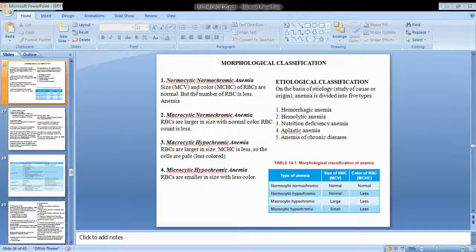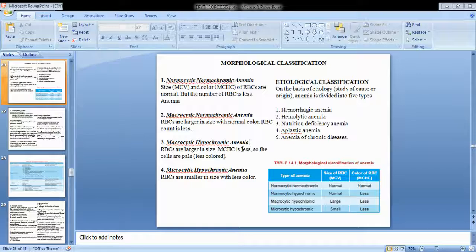Here the size and color of RBC are normal, but the number of RBC is less. Macrocytic normochromic anemia is RBC macro. The RBC are larger in size with normal color. RBC count is less. Chromic means color. Color indicates the presence of hemoglobin.